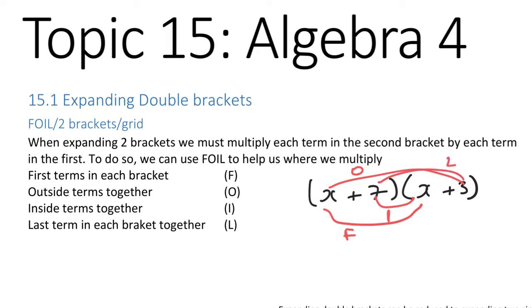So that's the method. We multiply the first two together, then the outside, then the inside, and then the last. So what we're doing is we're multiplying every term in the second bracket by each term in the first bracket. So we're multiplying the x by the x and the 3 by the x. And we're also multiplying the x by the 7 and the 3 by the 7.